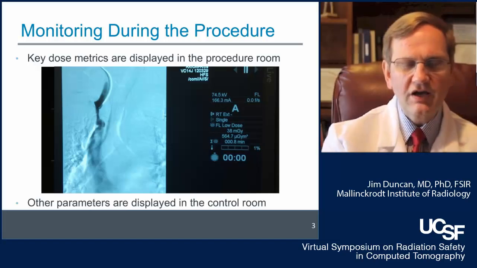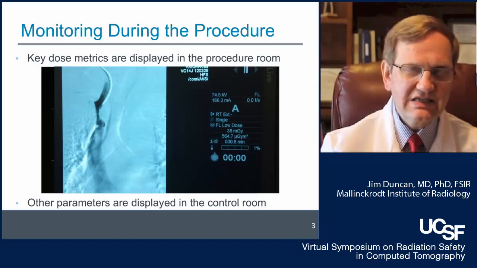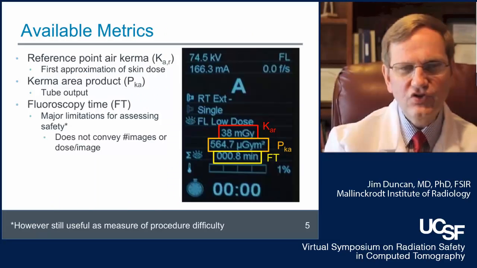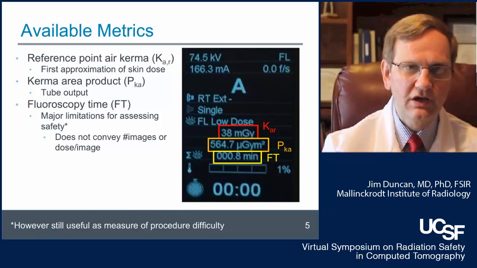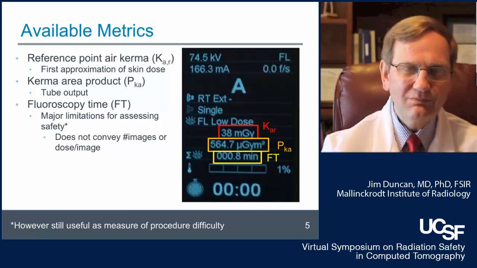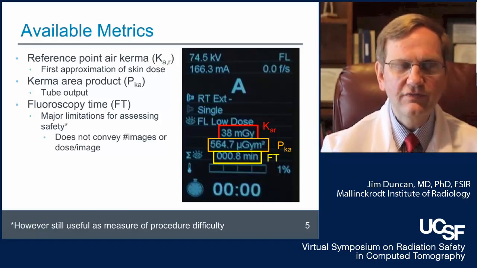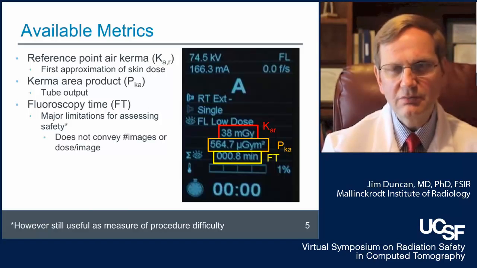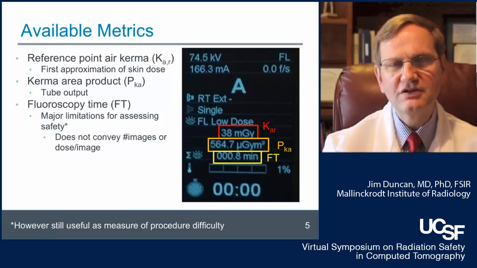You can also walk out into the control room a little bit later in this procedure and see metrics displayed there. And here's a zoom in where there's reference point air Kerma at 38 milligray. This is a first approximation of skin dose. It can't be used as skin dose because if you're changing the angle of imaging or moving the patient on the table or moving the table up and down, you've moved where the reference point maps relative to the patient's skin.